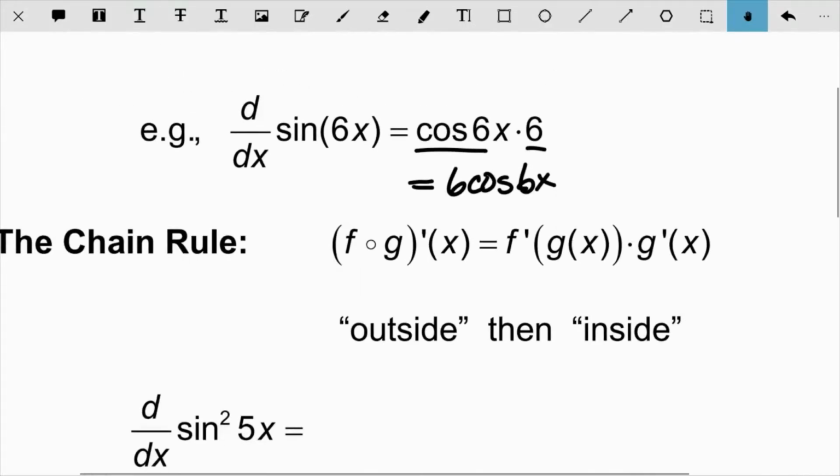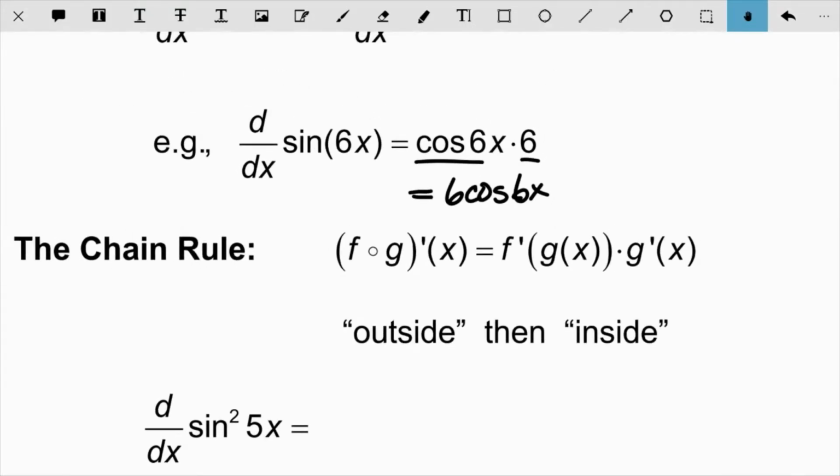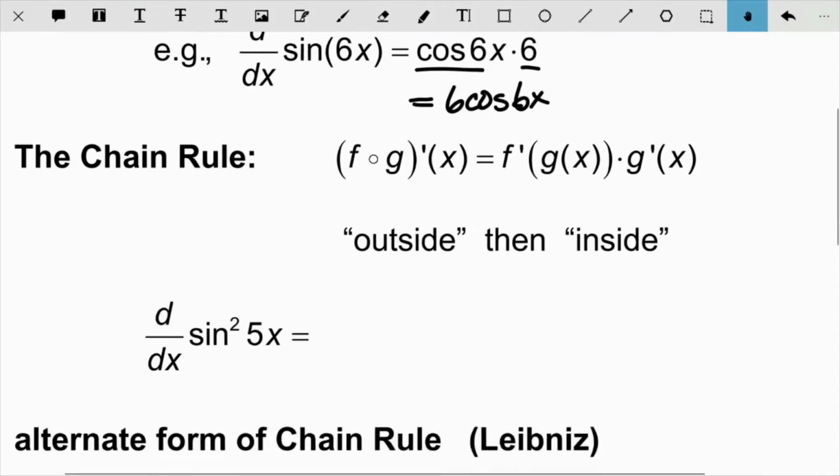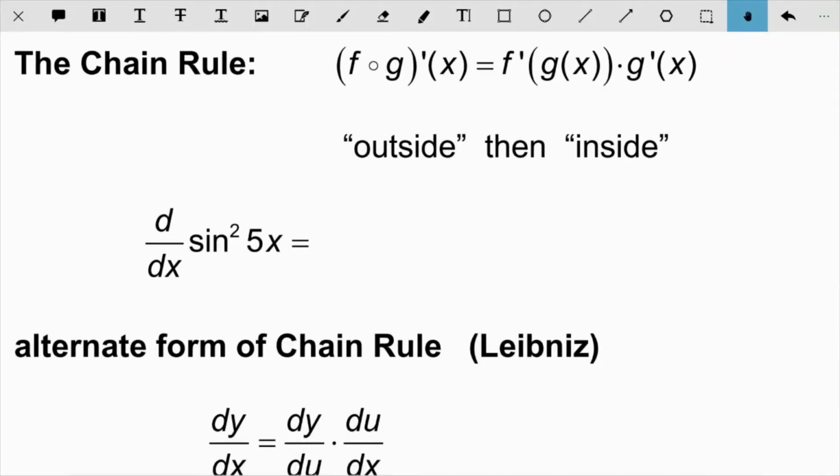Okay, so we can also see the chain rule in a composite notation using this form where we have f of g of x. If I take the derivative of f of g of x, it would be f prime, because that would be my outside function, of g of x times g prime of x. Again, working from the outside in. Okay, so let's take a look at some examples here.